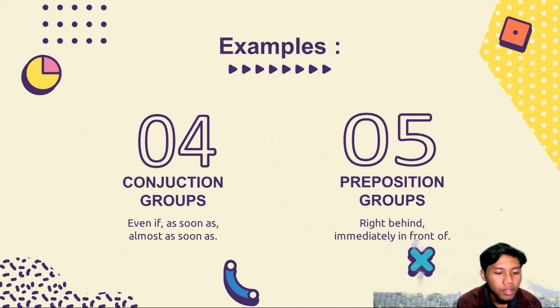And then the fourth one is conjunction group. The examples are even if, as soon as, almost as soon as. And then the fifth is preposition group, like behind, immediately, in front of.